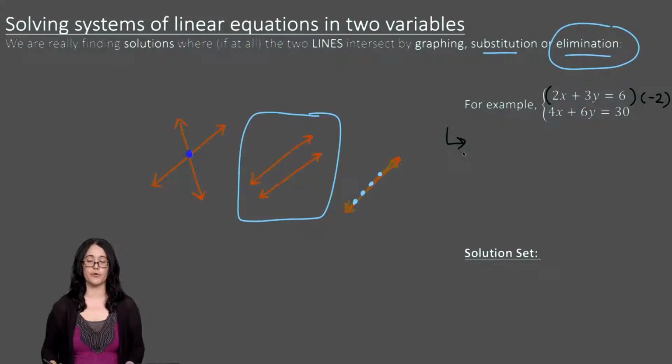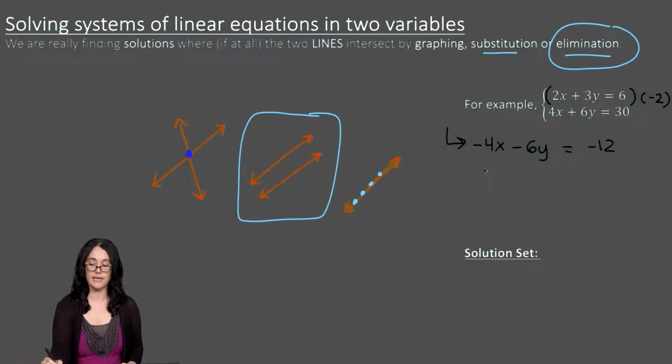Your new version of equation 1 would become negative 4x, 3 times negative 2 is negative 6y, and 6 times negative 2 is negative 12. That's the same equation that we had before, just multiplied by negative 2. So we haven't changed anything in what the equation is saying. It's just a different form of it. We also have our original equation 2, 4x plus 6y equals 30.